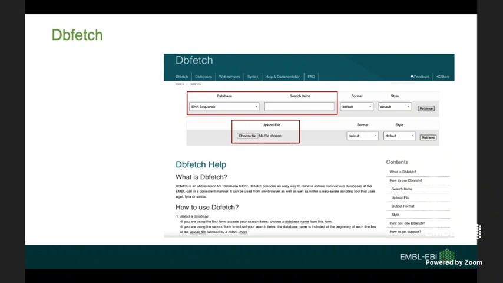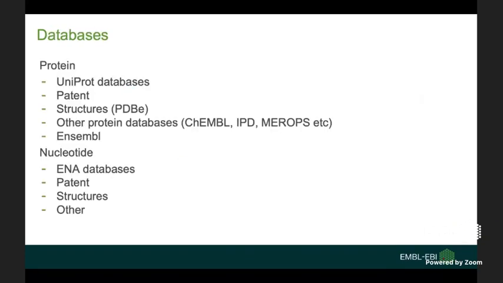If you're using the file upload option, provide the entries in database name:ID format, and each entry should be on a new line, and all belong to the same database. Note that you can get maximum 2000 entries in one go. A few of the databases from DBfetch are mentioned here. We have structural, patent, protein, and nucleotide sequence data.